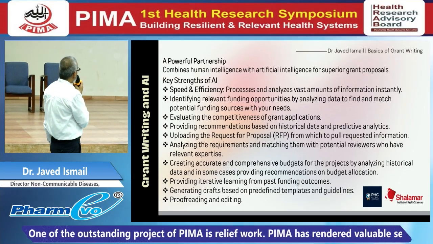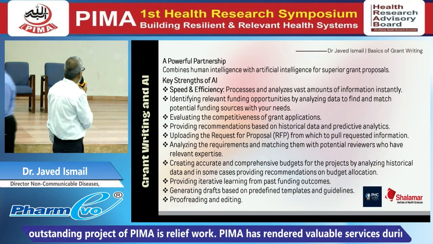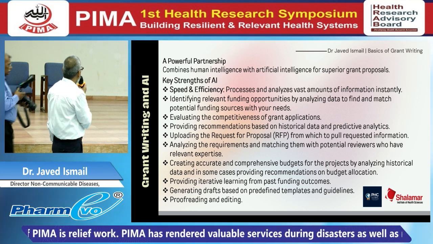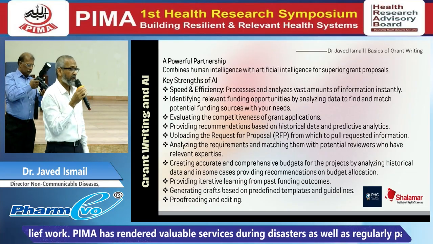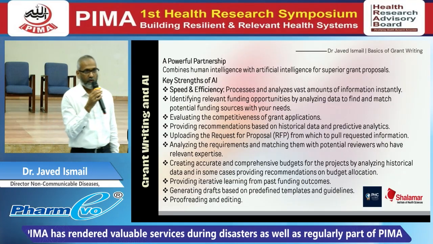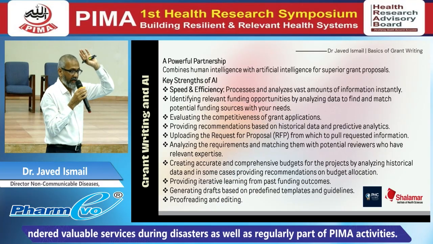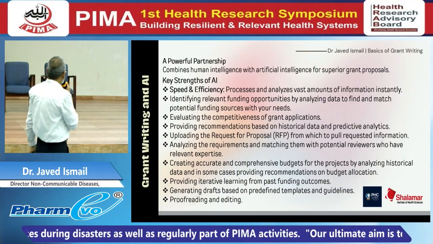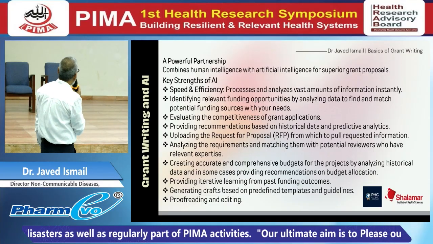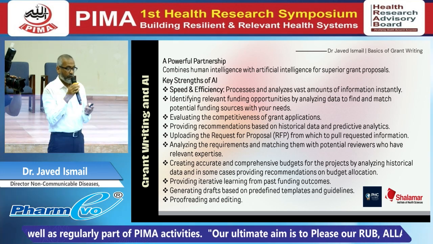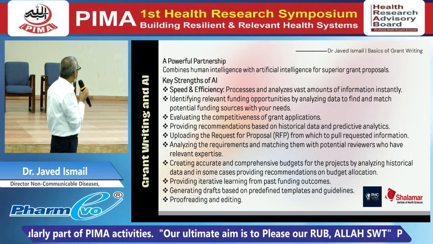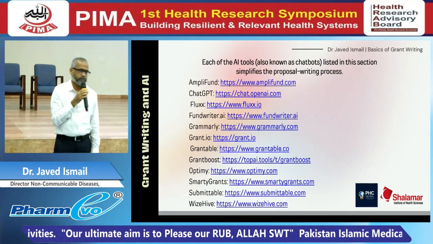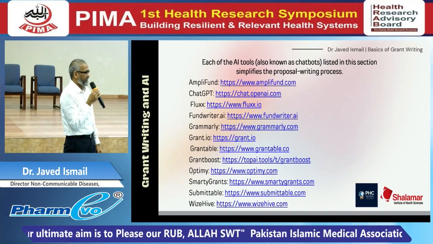Then they can provide recommendations based on historical data and predictive analysis, then upload the request for proposal from which to pull requested information, analyze the requirements and match them with potential reviewers who have relevant experience, creating an accurate and comprehensive budget. They can help you out in creating or formulating the budget for your proposal. They can help you out in literature review, in making your objectives more efficient, generating drafts based on predefined templates and guidelines, and they can proofread and edit your proposal as per the requirement of the funding agency. These are some of the AI tools that you can use in submitting or proofreading your proposals or your grant.